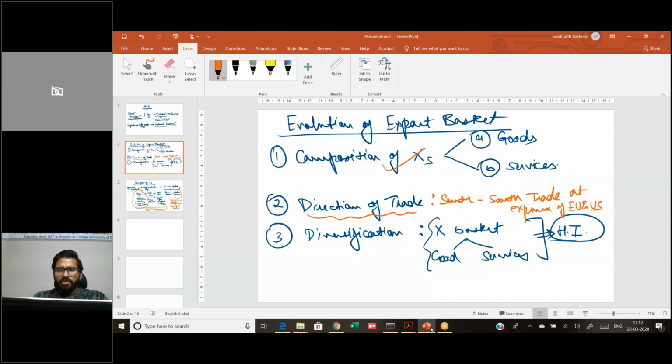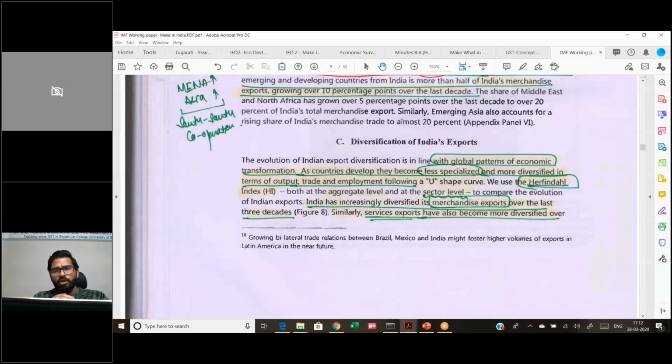Then we talk about diversification. Now, diversification, as we see in all economies, with structural transformation, economies become less specialized in a particular commodity and more diversified.